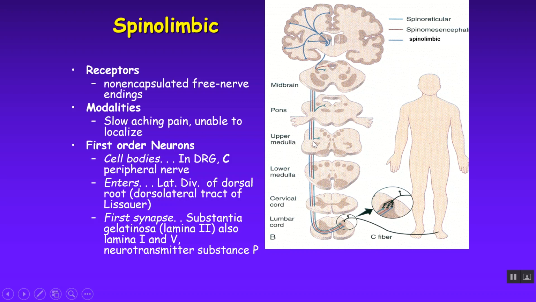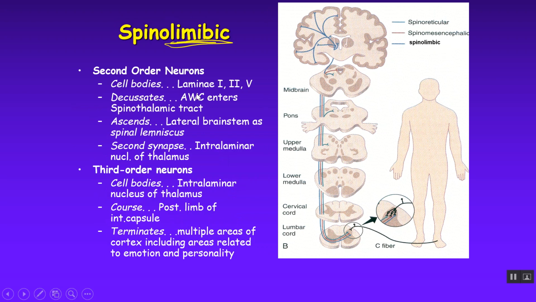So you can see this is the spinolimbic. The spinolimbic is the one I had to add in here. It's this one right here, the blue one. Is that blue? Yeah, the blue. It goes all the way up to the thalamus and then goes to limbic system structures, okay? So the first order neurons are exactly the same as the spinothalamic tract, just that they use substance P as their neurotransmitter and use the C fibers from the periphery.